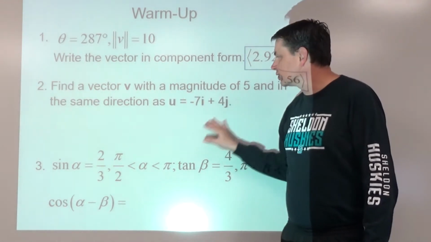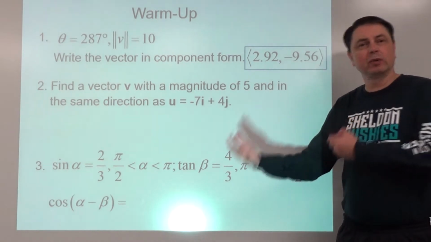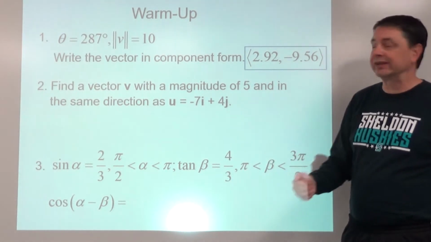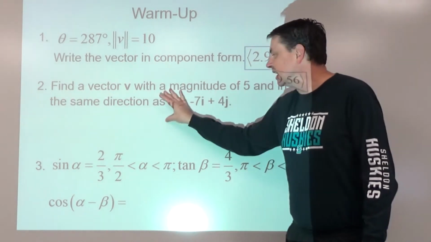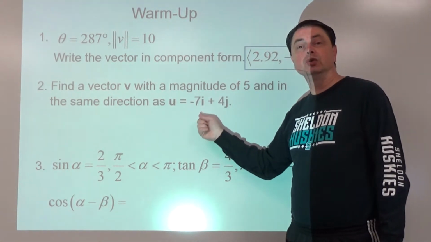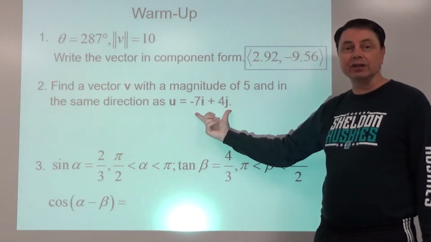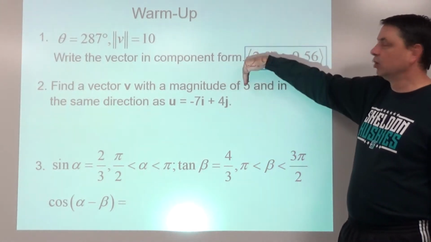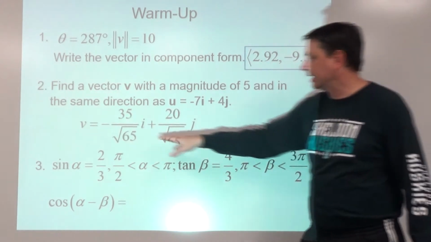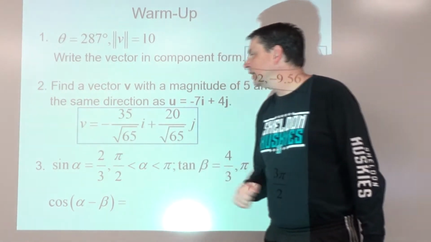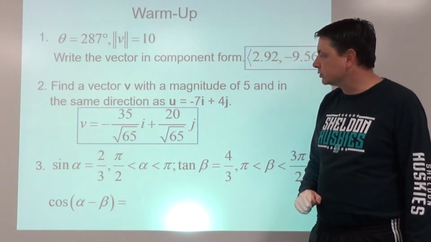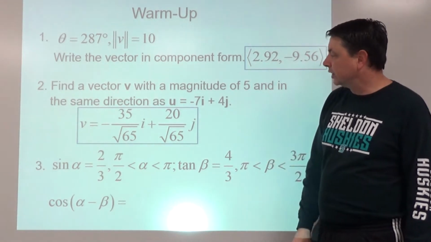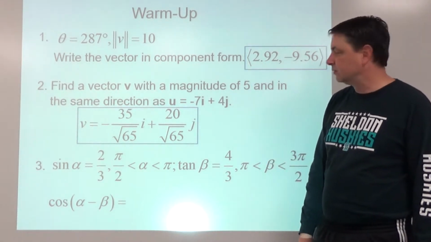Notice that our vector here is in i's and j's, so we probably want to respond in terms of a linear combination of those i's and j's. Step 1 is to find the unit vector here, so find the magnitude and then do the scalar division, and then multiply the entire thing by 5, and you're going to get the vector v is equal to negative 35 over root 65 times the vector i plus 20 over the square root of 65 times the vector j.